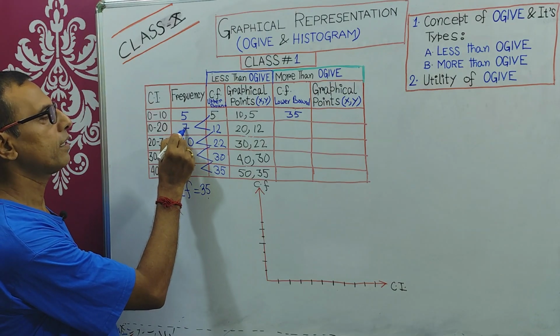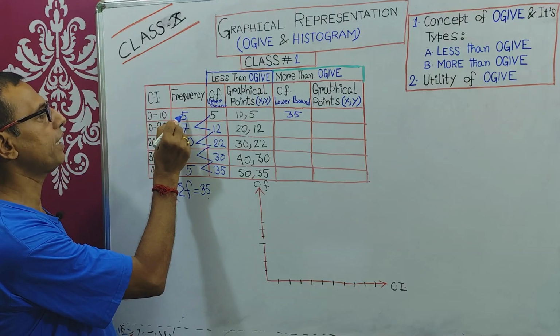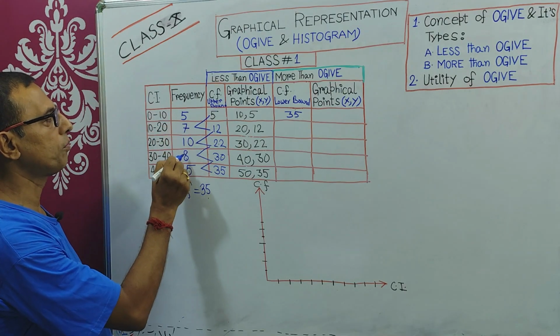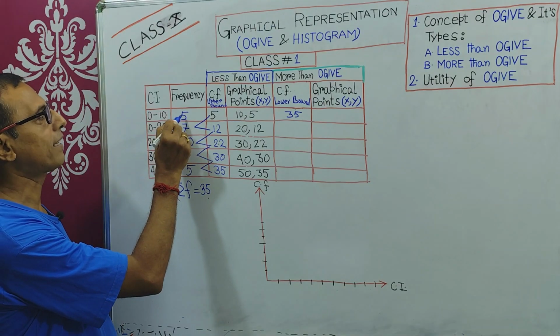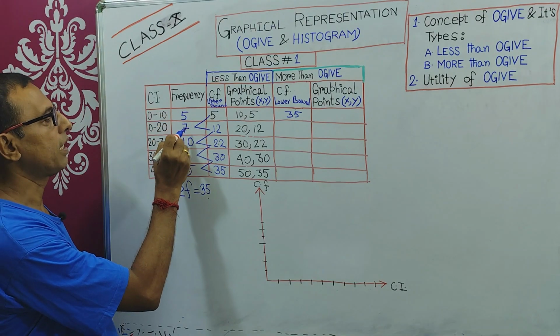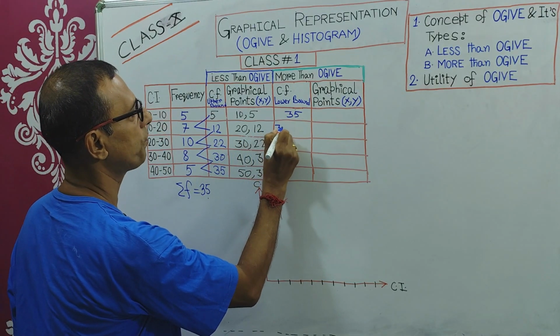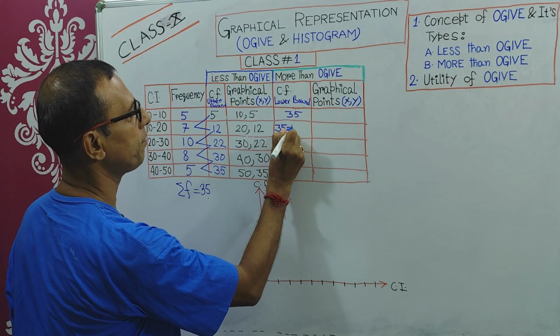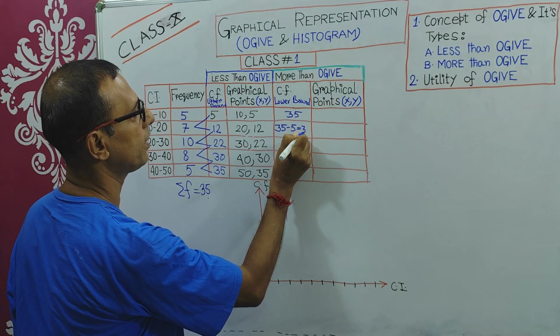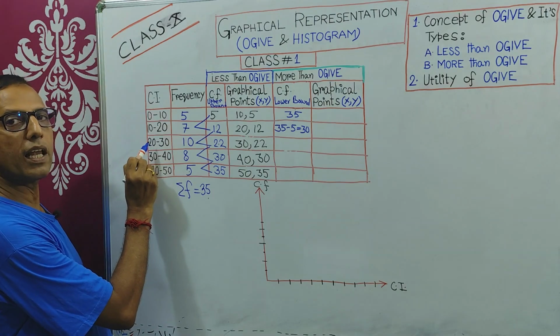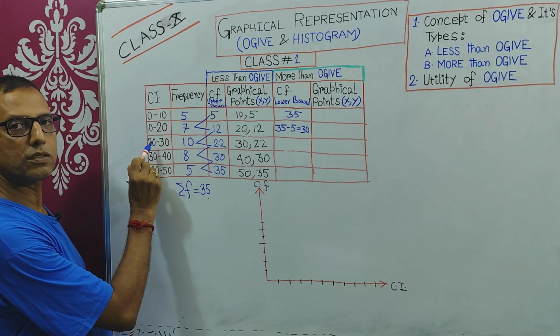10 to 20 you have 7, but below 10 you have 5. So 10 and above means you will calculate the cumulative frequency by excluding the previous one. That means 35 minus 5. So it will be 35 minus 5, that is equals to 30. Now next one. For this class interval, for more than ogive, we are considering the lower bound.